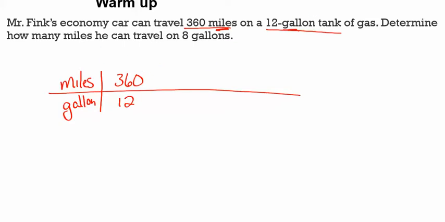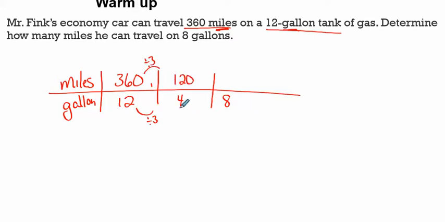So now I have to figure out what I want to get to. In this case, I want to get to 8 gallons. All right, so here's my 8. Now you got to think, does that 12 help me get to 8? It doesn't. So that means I'm going to have to simplify. You got to think about what you can divide both of these numbers by that's going to help me get to 8 here. So in this case, I'm going to divide by 3. If I divide by 3, I get 4. If I divide this by 3, I get 120.